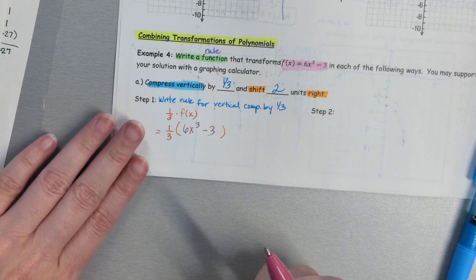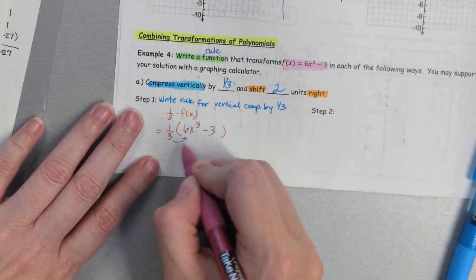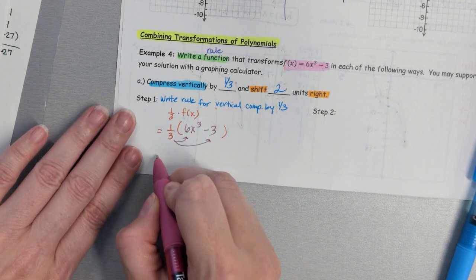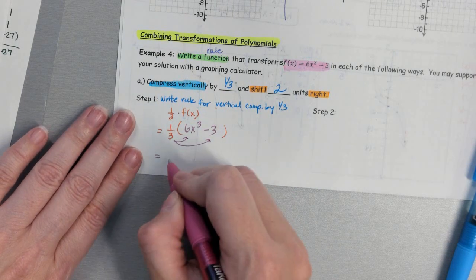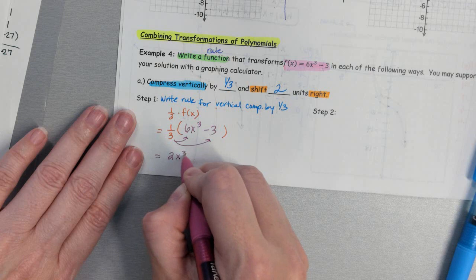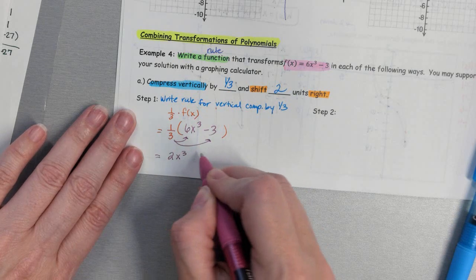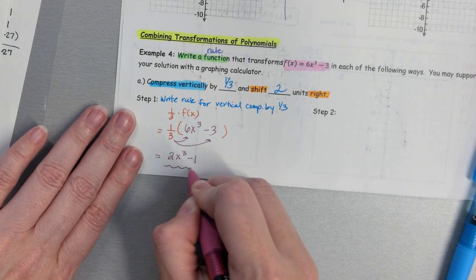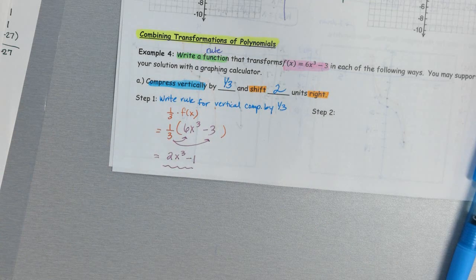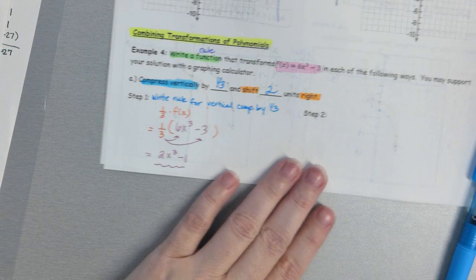And then you do have to simplify. So we are going to distribute to both of these. Okay, so 1/3 times 6 is 2, so this is 2x cubed. 1/3 times negative 3 is negative 1. This is my new function that I'm going to use in step 2.